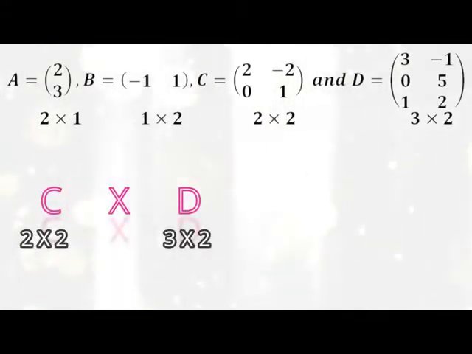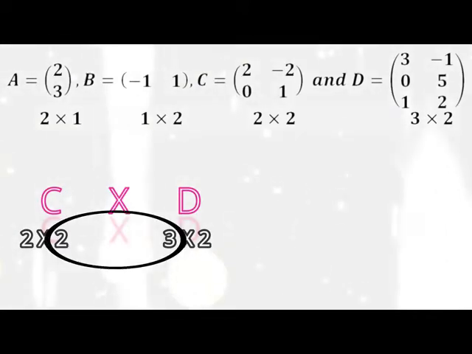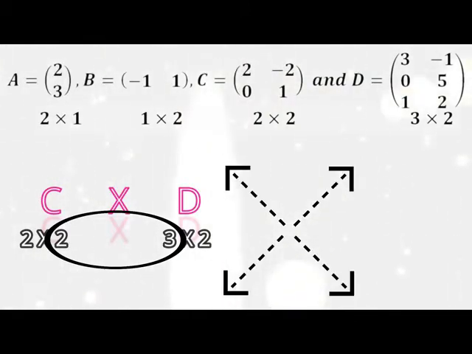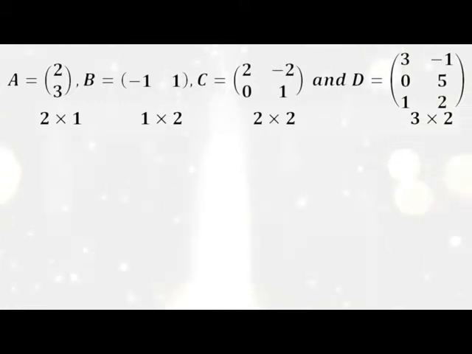So C times D. Look at the dimensions. The dimension of C is 2 by 2 and the dimension of D is 3 by 2. The number of columns in C is 2 and the number of rows in D is 3. So since 2 is not equal to 3, C and D are not able to multiply.